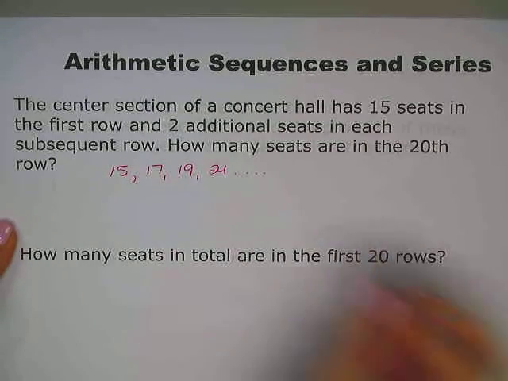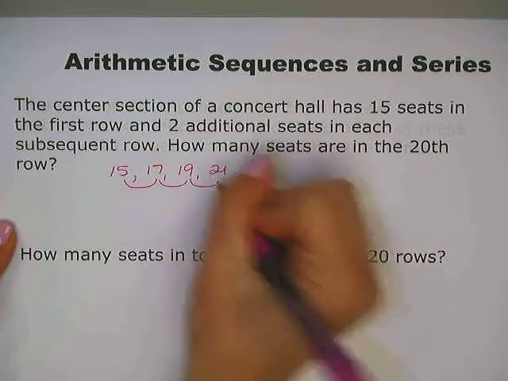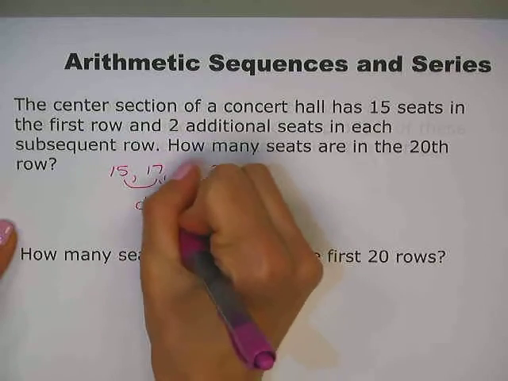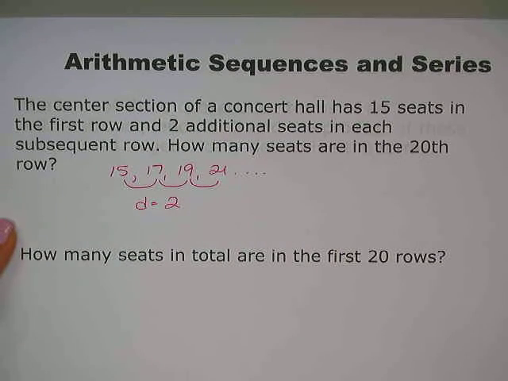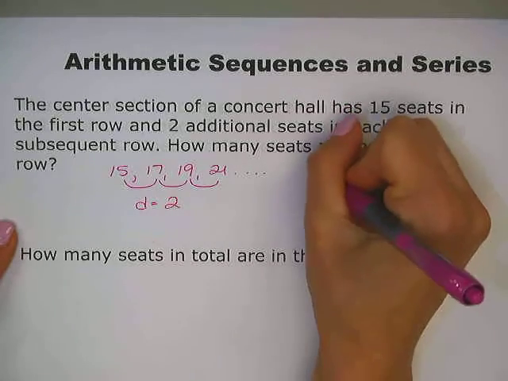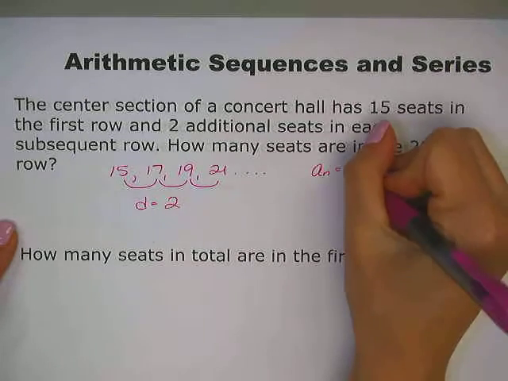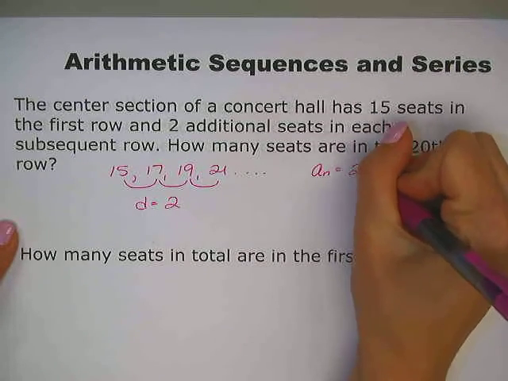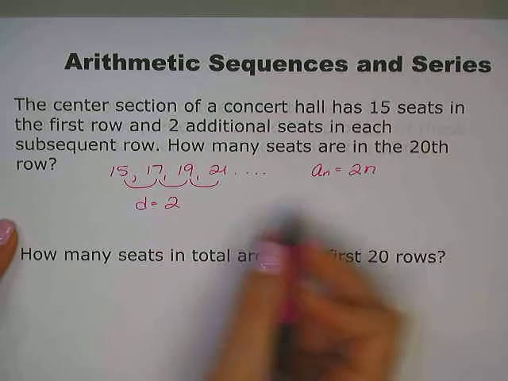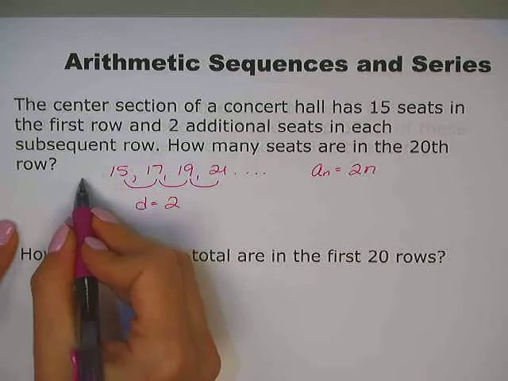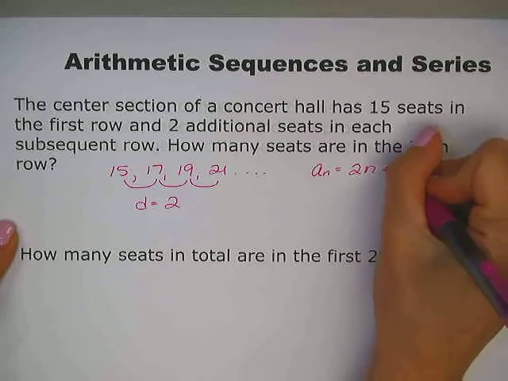What is the common difference? 2. Common difference being 2. Let's go ahead and write the explicit rule for this. So a sub n, let's just use slope intercept form, not point slope form. So a sub n, slope would be 2n. The 0 term, or the y-intercept, would be 13, plus 13.